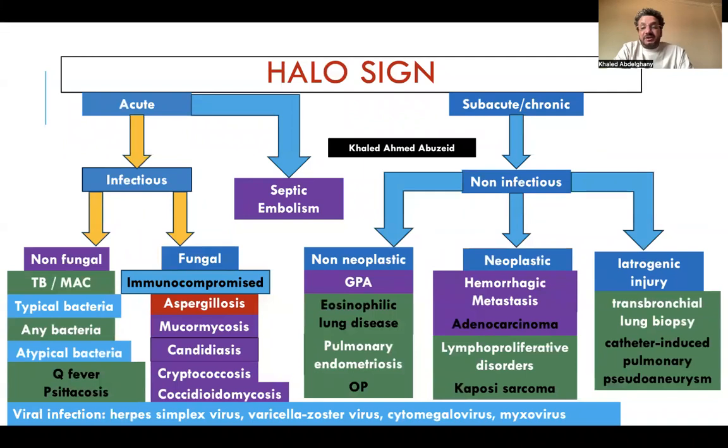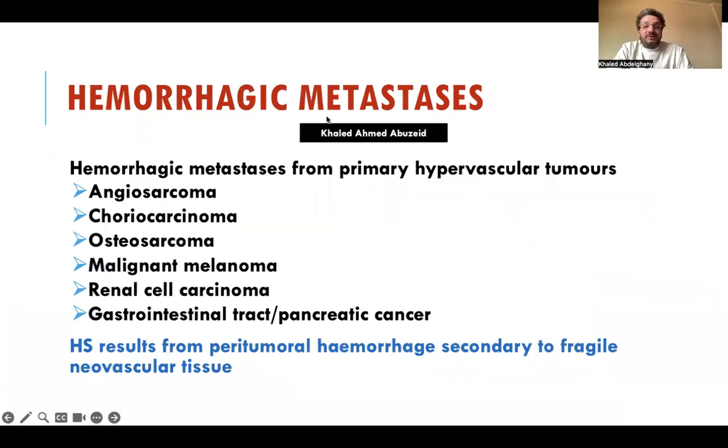the halo sign, which is available for the hemorrhagic metastasis. The halo sign of the ground glass density surrounding the pulmonary nodule represents the hemorrhage, peritumoral hemorrhage, which is not available for miliary infection. The hemorrhagic metastasis differential diagnosis that can occur in angiosarcoma, choriocarcinoma, osteosarcoma, malignant melanoma, renal cell carcinoma, and gastrointestinal tract and pancreatic cancer.